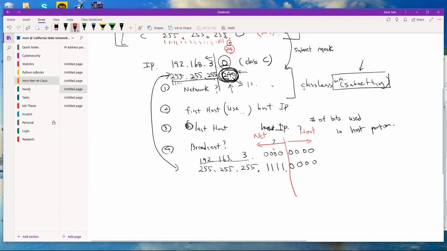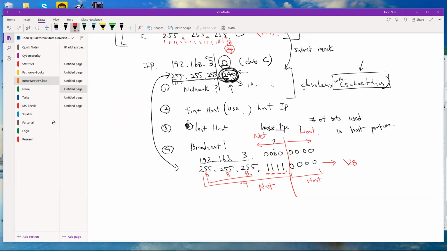By the way, I can also represent this using prefix notation, right? For the prefix notation, I know that this is 8, 8, 8, so this is 24, right? 25, 26, 27, 28. So I know that this notation is /28, and this is my network portion, and this is my host portion.